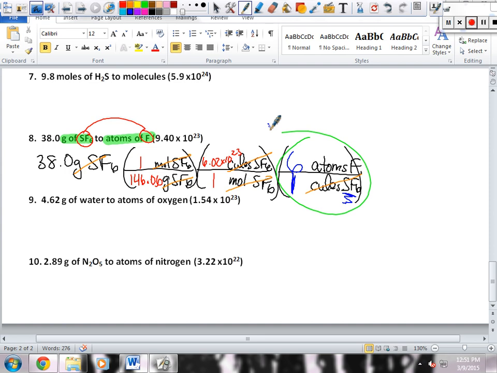That's really going to hurt you in the next few chapters, keeping it individual instead of doing it all together as a big group. Alright, so 38 times Avogadro's number times 6 divided by 146.06. And your answer should be 9.40 times 10 to the 23rd. See if you get that answer.